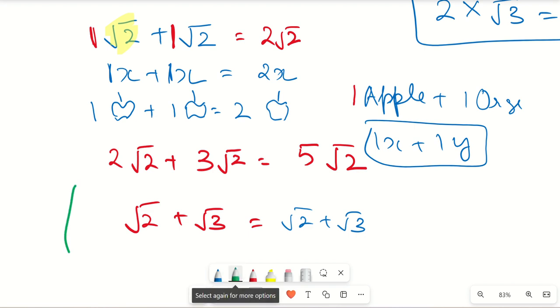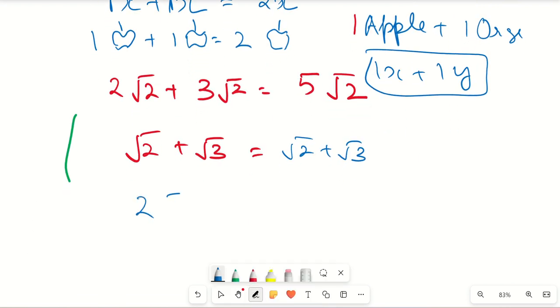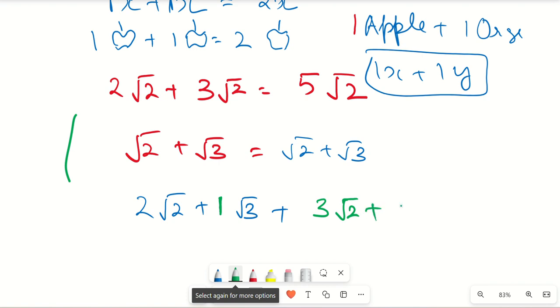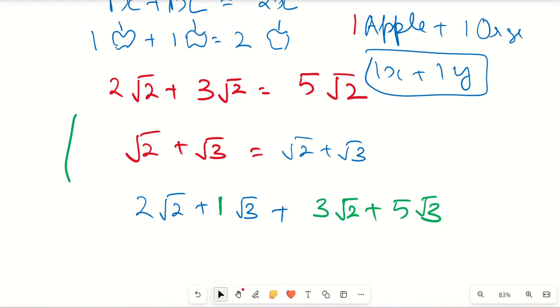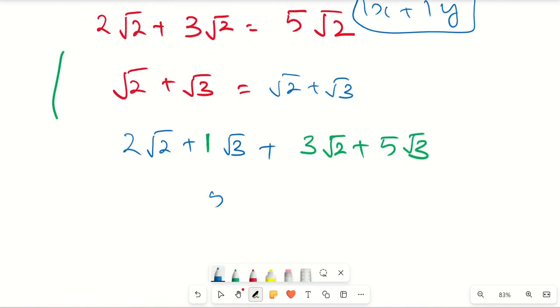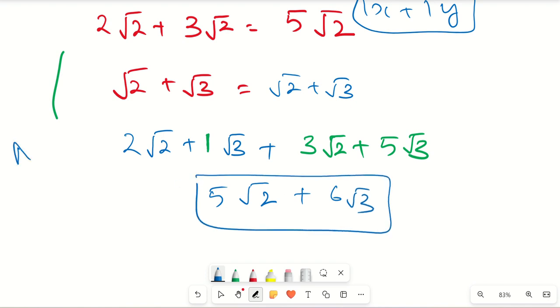Now what if I have numbers like this? I have two numbers: 2 root 2 plus 1 root 3. I'm writing 1 root 3 right now, though you won't find it written as 1 root 3, you will find only root 3. Since students get confused here, initially I write 1 over here. If it is just root 3, you can write it as 1 root 3. Plus 3 root 2 plus 5 root 3. Now here, I will add all the like terms. 2 root 2 plus 3 root 2 is nothing but 5 root 2. And 1 root 3 plus 5 root 3 is nothing but 6 root 3. And this is my simplified form. I can't add it further.